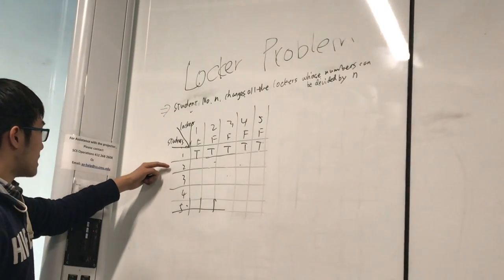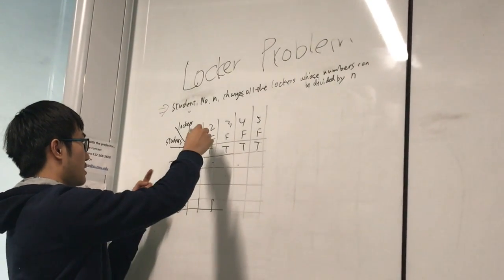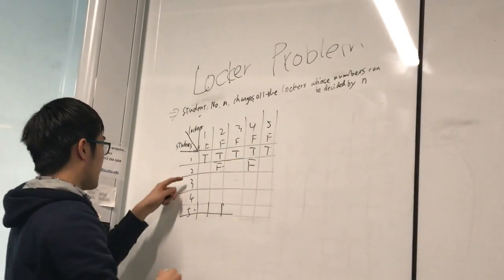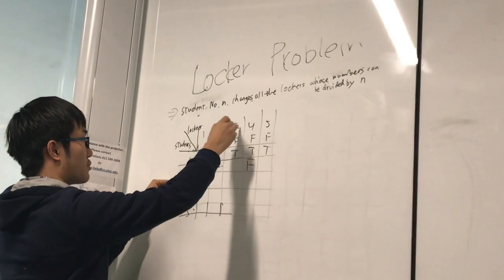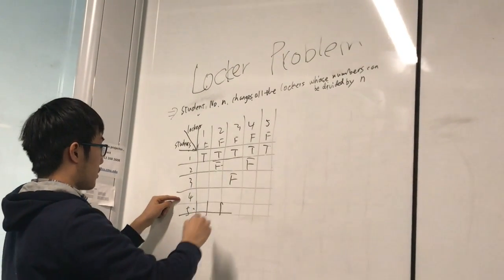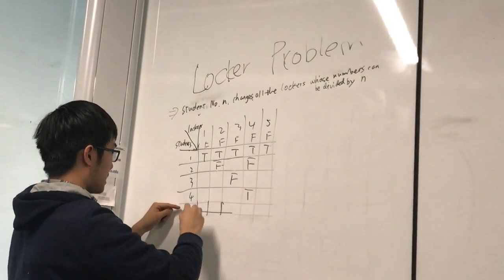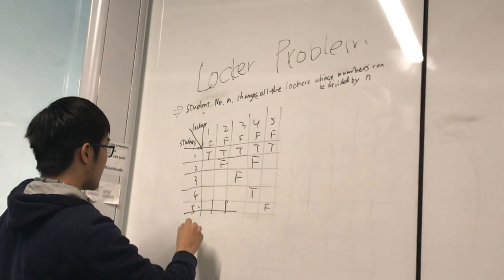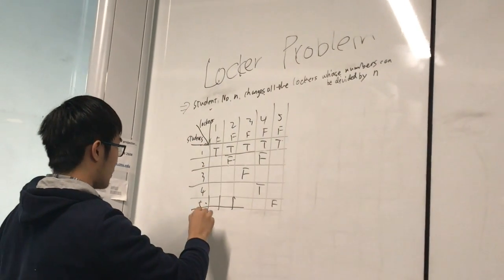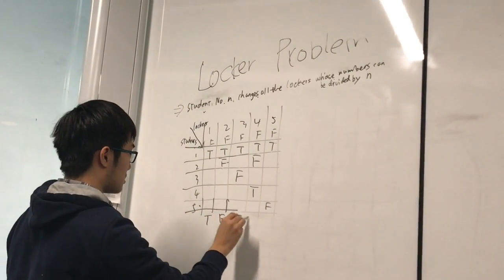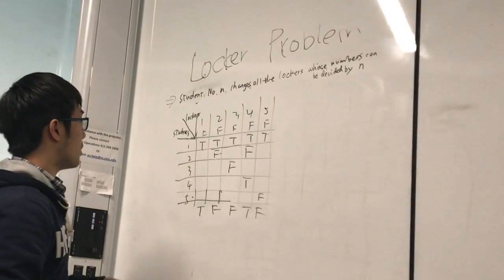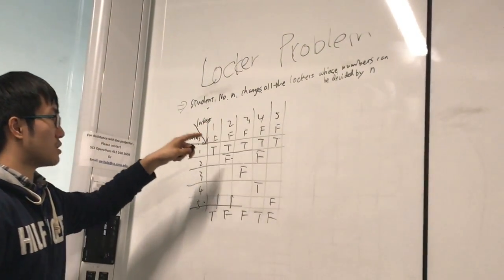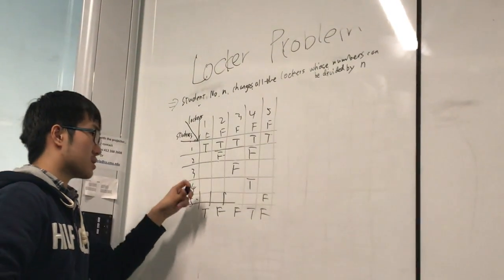For student number 2, we change the status of lockers whose numbers are 2 and 4, so they will be false. For student 3, only number 3 will be changed. For 4, only 4 will be changed, and also for 5, only 5 will be changed. So the final status of the lockers will be true, false, false, true, and false. So only lockers 1 and 4 are open, and all the other 3 are closed.